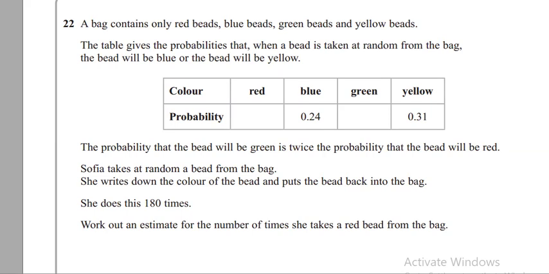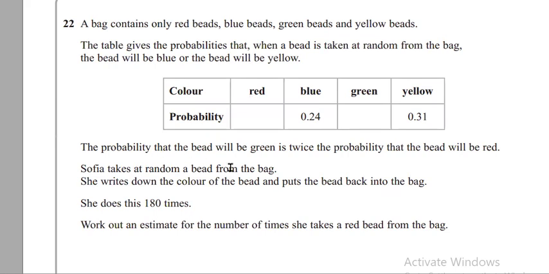In this video, we're going to do the rest of the questions of the past paper of Wednesday, 15th of January, 2020, 2F. Question 22. A bag contains only red beads, blue beads, green beads, and yellow beads. The table gives the probabilities that when a bead is taken at random from the bag, the bead will be blue or the bead will be yellow.